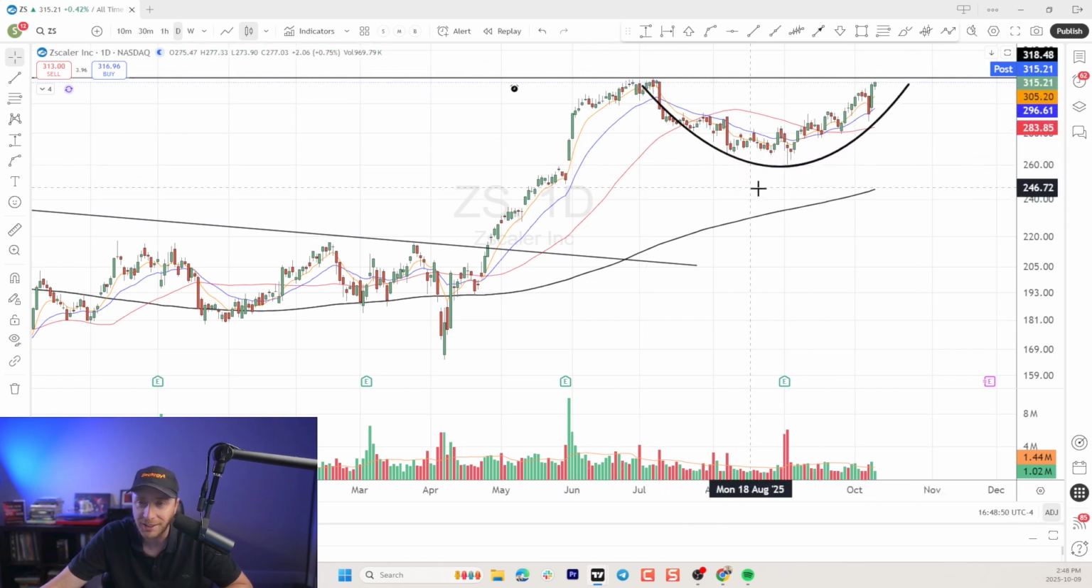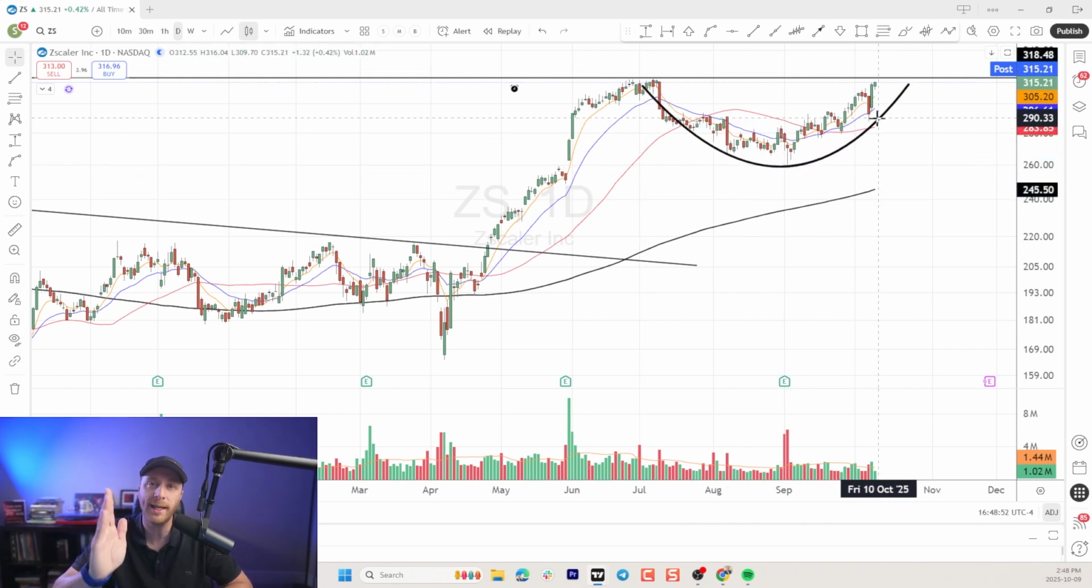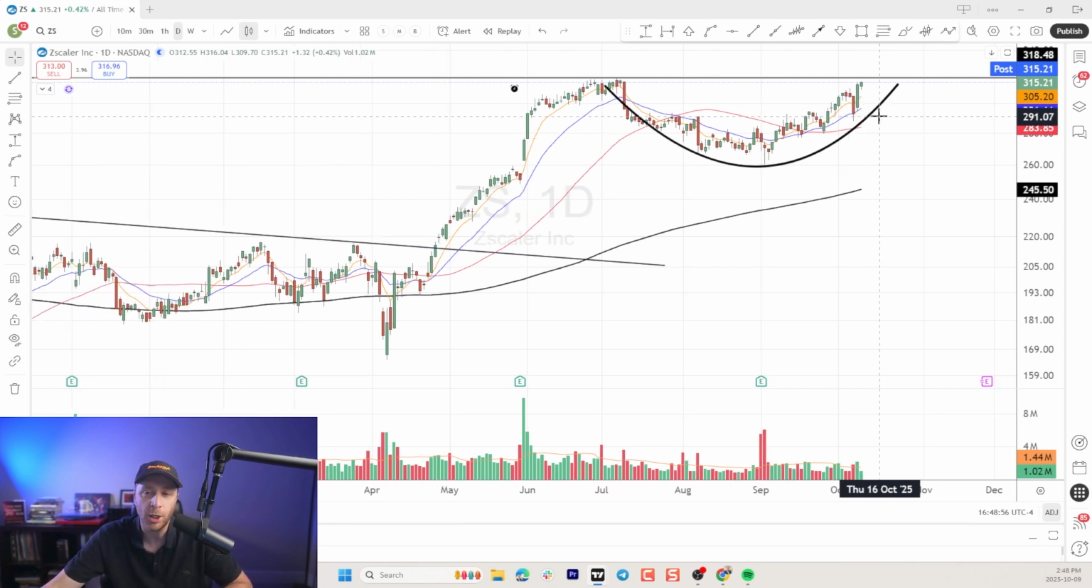And so I definitely see this cup pattern, and I want to see a breakout through 318.50 coming on volume. So I would have an alert here on Zscaler at 318.50 and look for a momentum move through that level coming on volume.